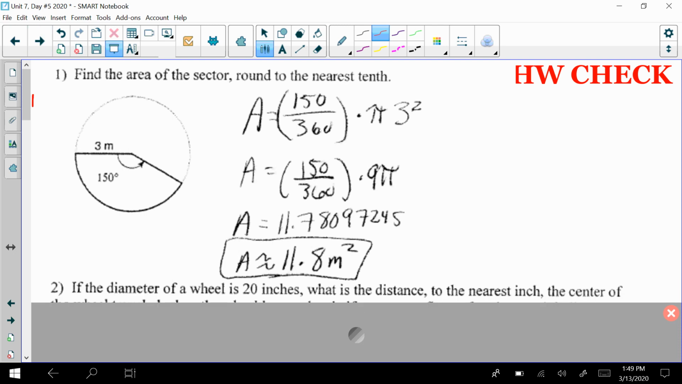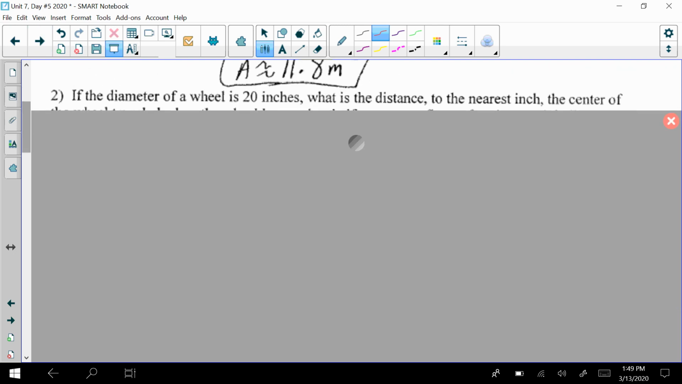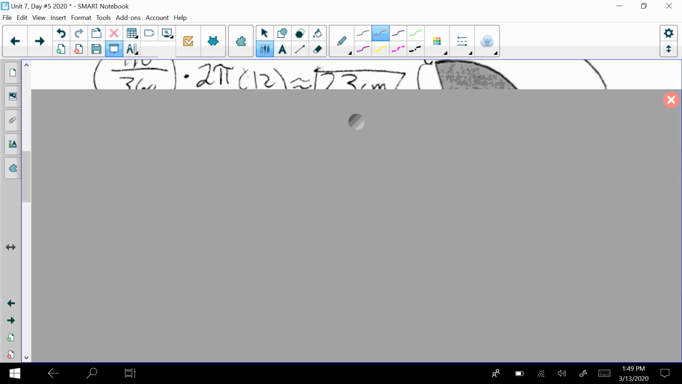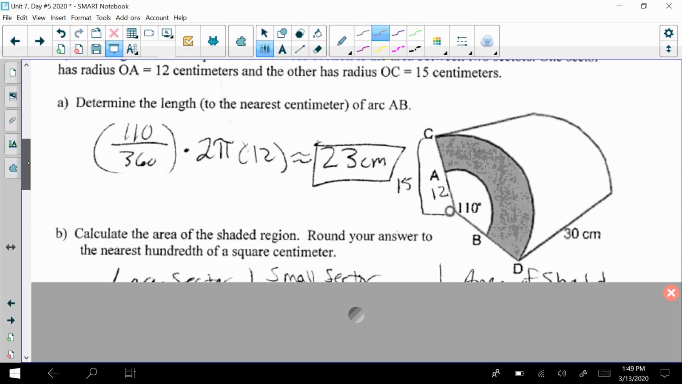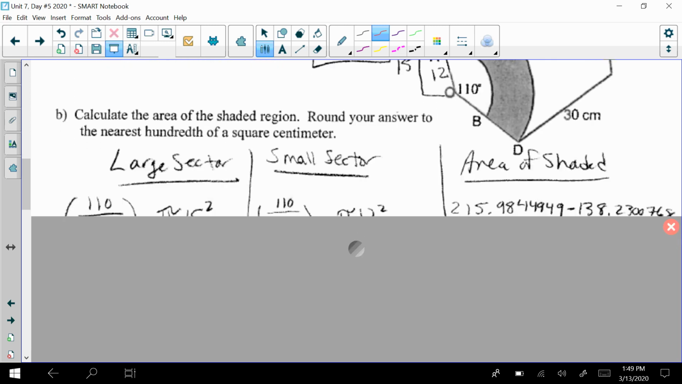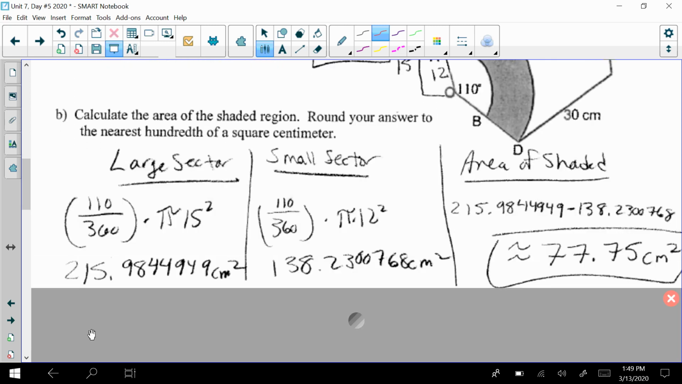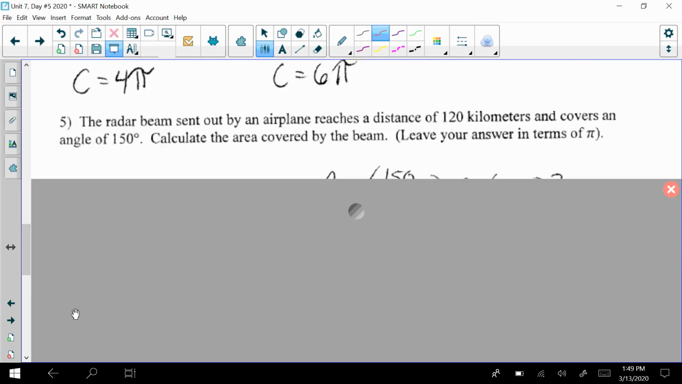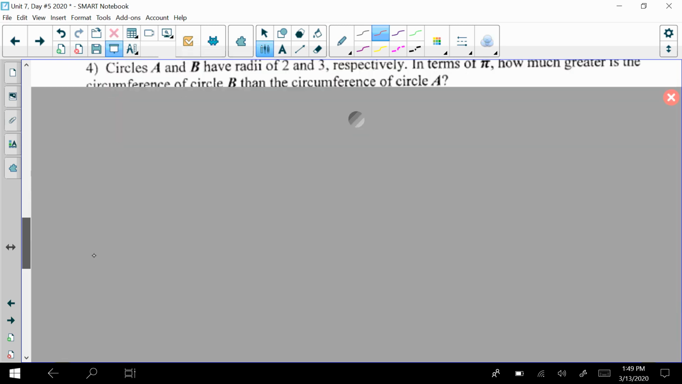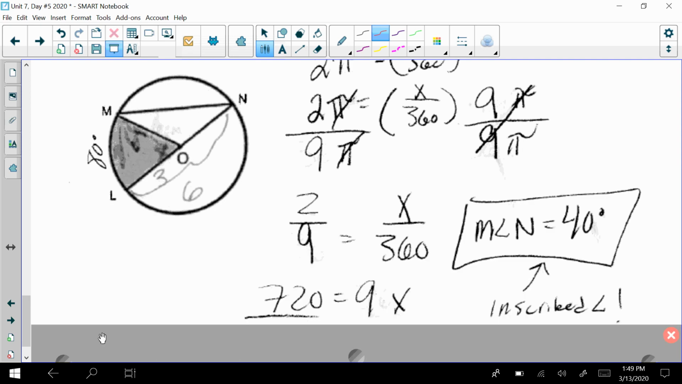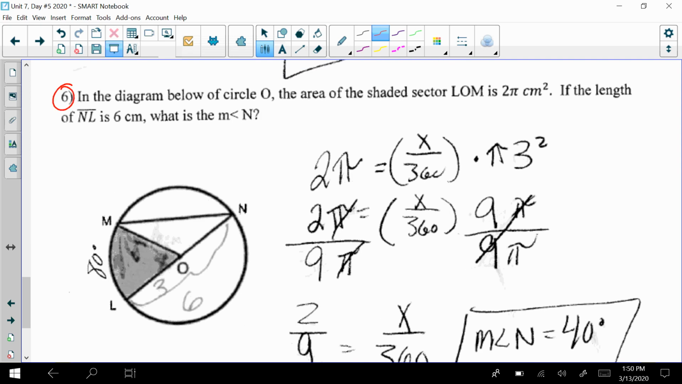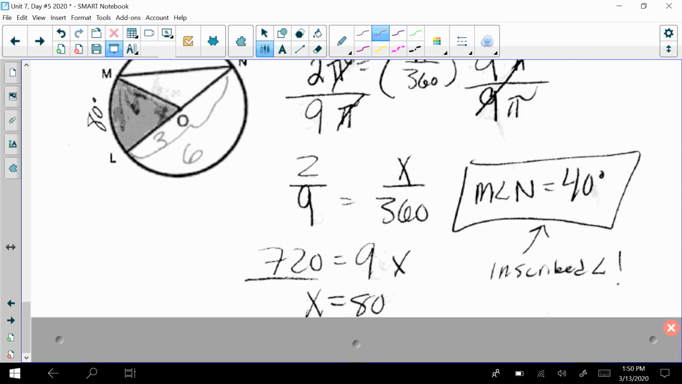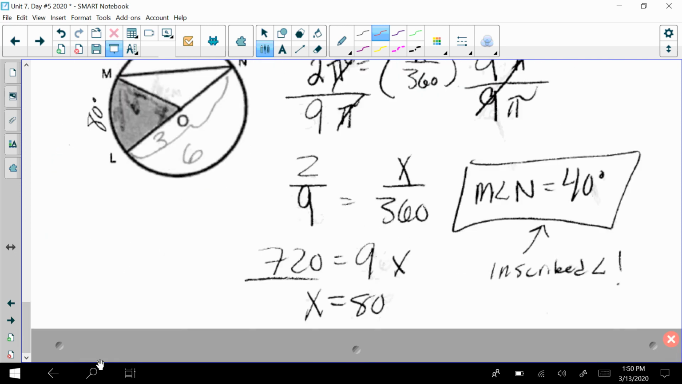Oh, here's the homework answers to day 4. Yay, you can check them out. 23 centimeters. Pause the video, write them down. If you have to try them again, 77.75. 2 pi. 6,000 pi. Oh, this last one's awesome. Should have been 40. It's a cool one. You got that. That's great. 6,000 pi. That's a Regents question. Okay.